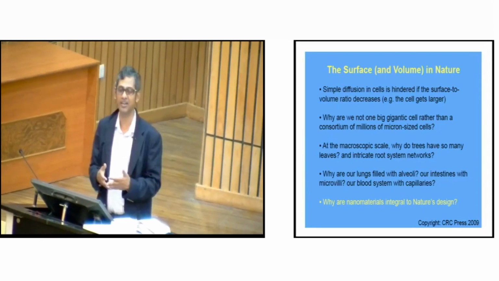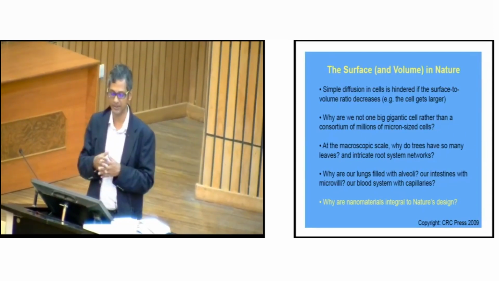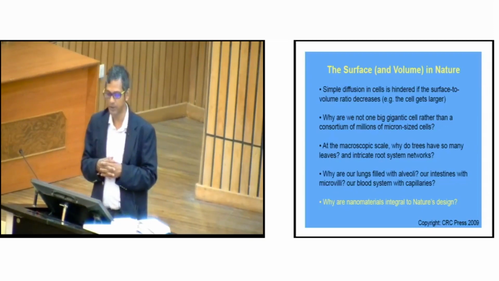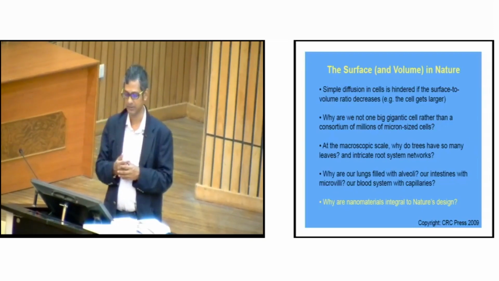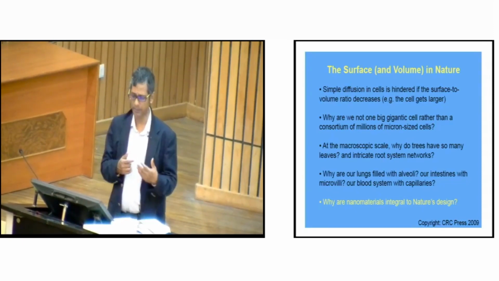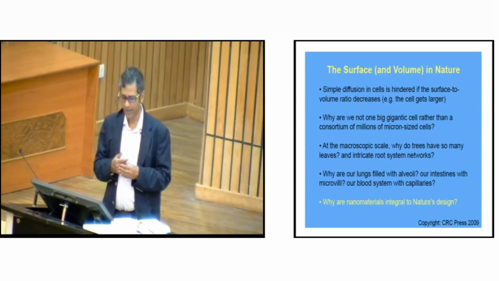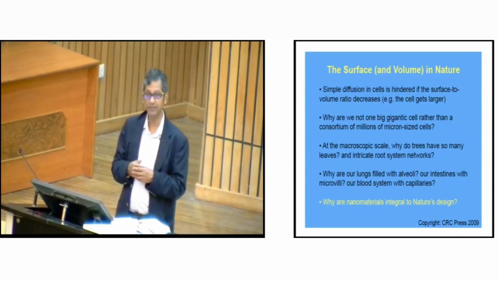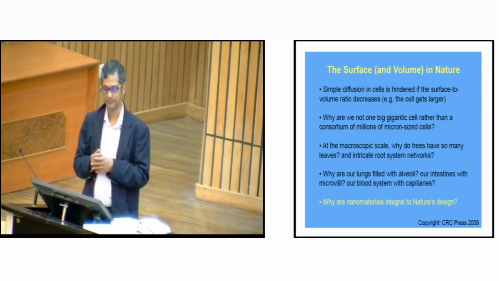That is what happens in a material like this. You want a nano size material, then your surface area increases. At the macroscopic scale, why do trees have so many leaves? Have you ever thought about it? Or why do they have an integrated rooting system? Why are the lungs filled with alveoli? Our intestines have microvilli. Our blood systems have capillaries. So, nature makes the design of things based on nanoscale material. This is what I just discussed, and that mathematical analysis has a simple corollary in nature.